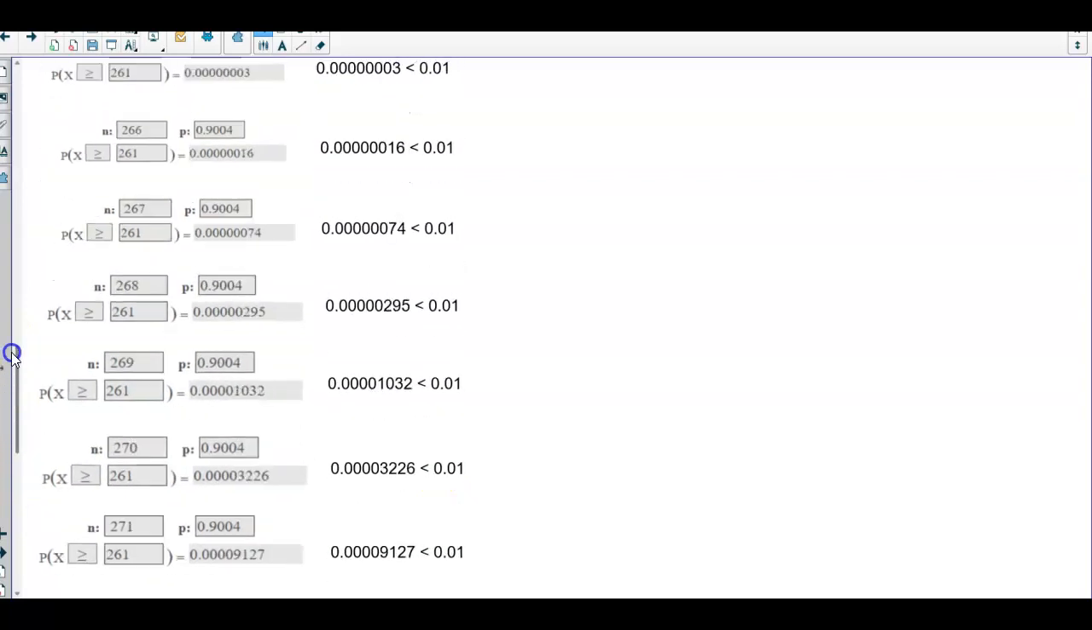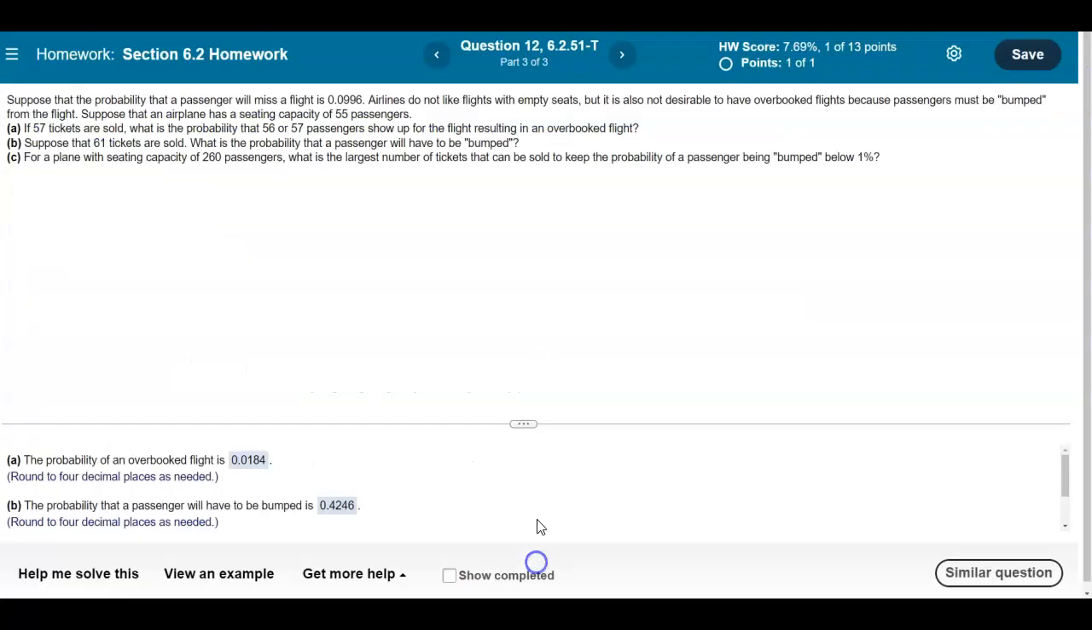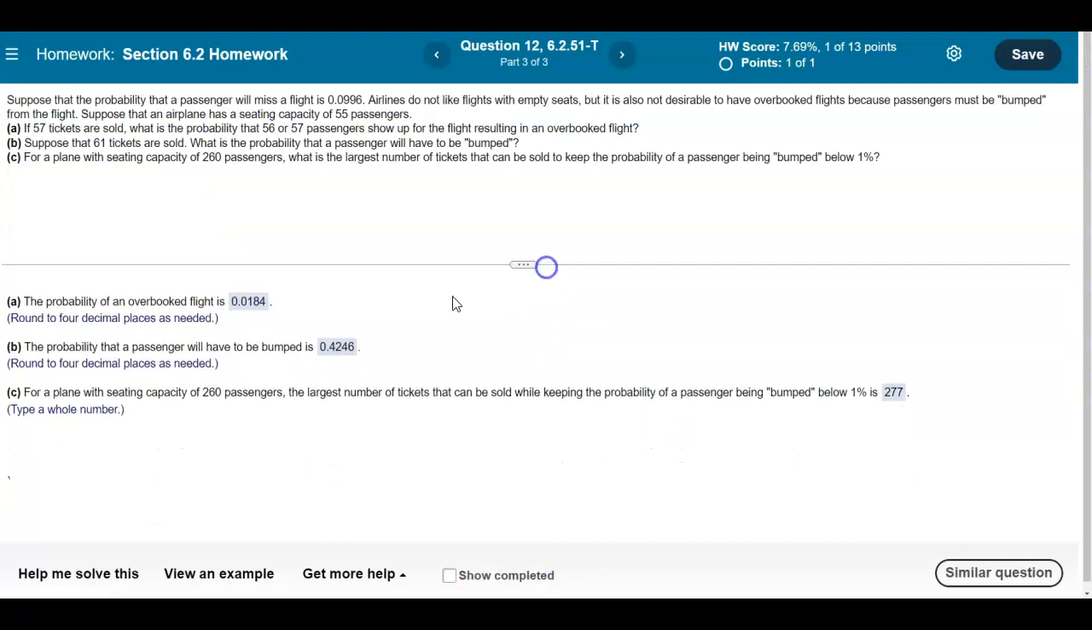So therefore, our answer is the following. Thus, the most tickets that can be sold while keeping the probability that a passenger will be bumped below 1% is 277. So if we go back to our question, it says for a plane with seating capacity of 260 passengers, the largest number of tickets that can be sold while keeping the probability of a passenger being bumped below 1% is 277.